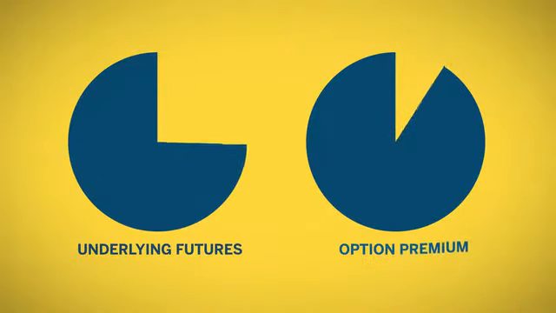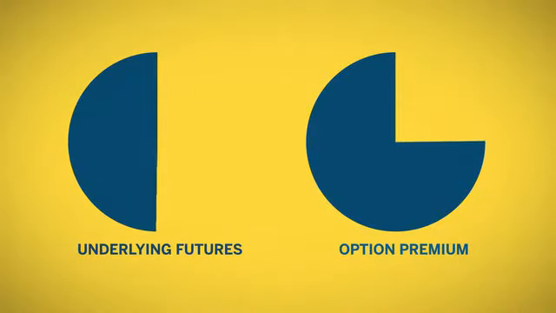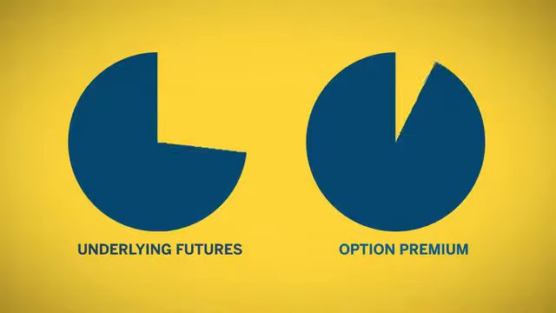Let's look at one of the most commonly tracked Greeks, delta. Delta is the change in the option's price or premium due to the change in the underlying futures price. It is some portion of the movement of the underlying. Delta is a percentage measure.